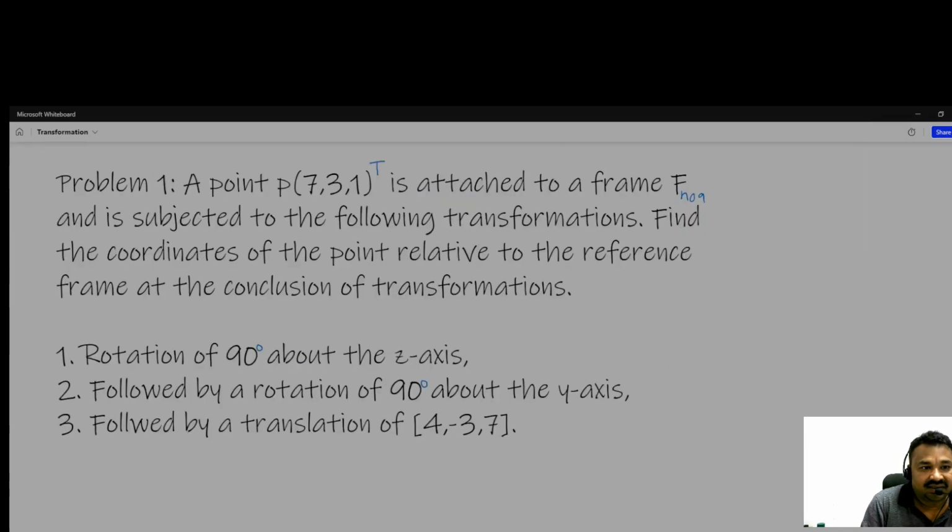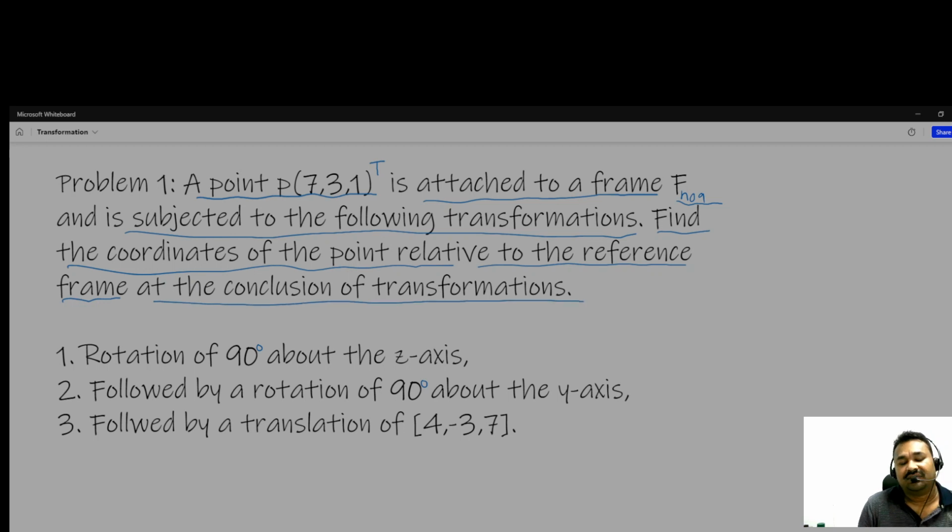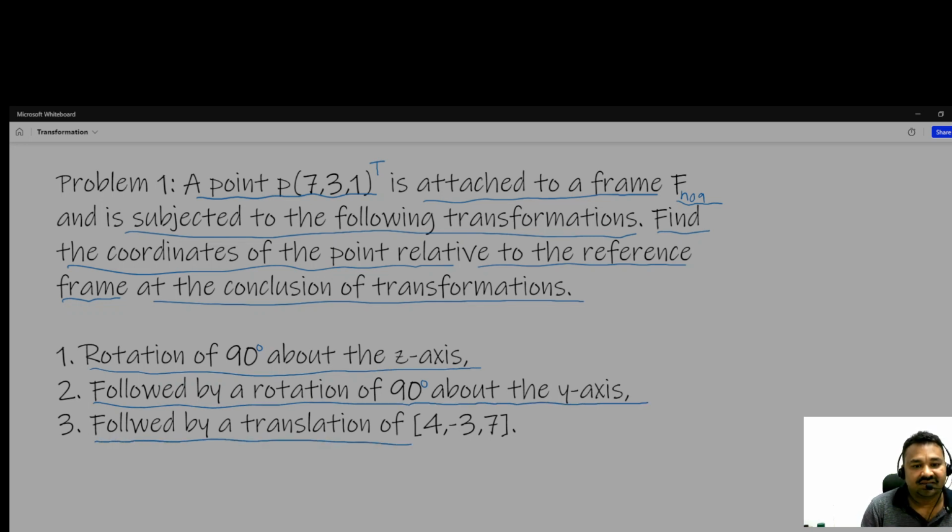So let us take this example. A point P is attached to a frame F and OA is subjected to the following transformations. Find the coordinates of the point relative to the reference frame at the conclusion of the transformations. So first one, rotation of 90 degree about z-axis followed by a rotation of 90 degree about the y-axis. Then third one followed by a translation of 4 minus 3 7. Okay, so let us solve this.